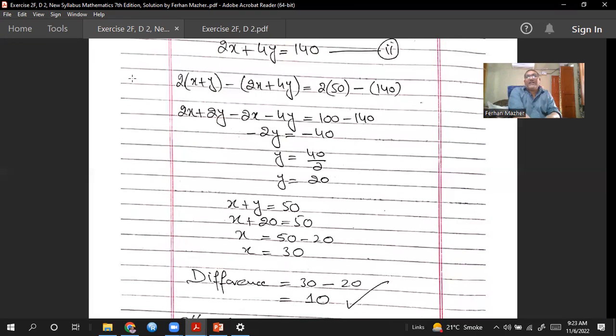In the first equation, x plus y was equal to 50. In the place of y, I will substitute 20. So x plus 20 equals 50. So x equals 50 minus 20. So x will be equal to 30. So the number of chickens is 30 and the number of goats is 20. How much is the difference between the chickens and the goats? 30 minus 20, and that is 10. So there are 10 more chickens than goats.